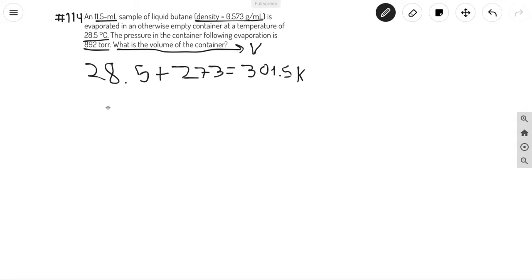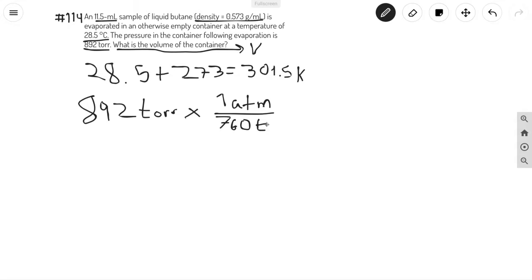Next, I'm going to convert 892 torr to ATM. And the conversion factor is 1 ATM over 760 torr. Giving you 1.17 ATM.